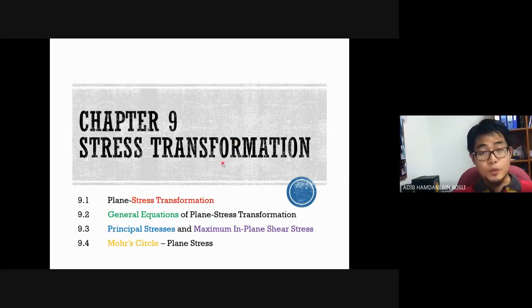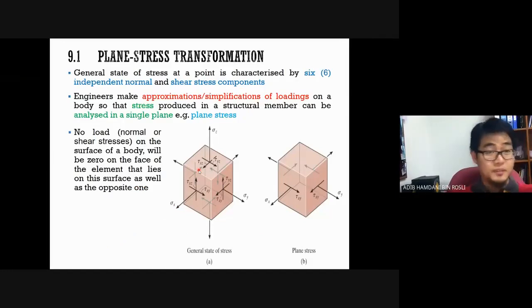And before you go to this chapter 9, stress transformation, you need to understand chapter 8, right? If you still do not understand how to find the resultant loadings and define the state of stress for combined loadings, I think you better go back to chapter 8 first. Okay. Then let's start with plane stress transformation.